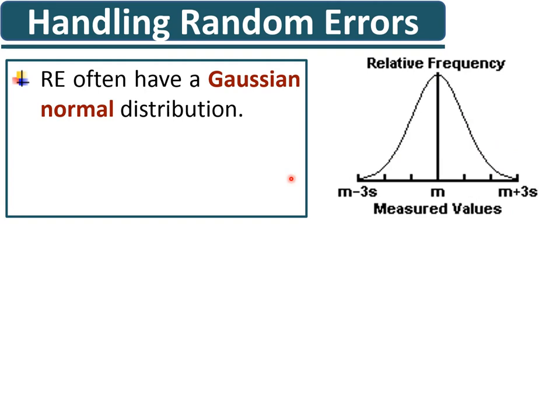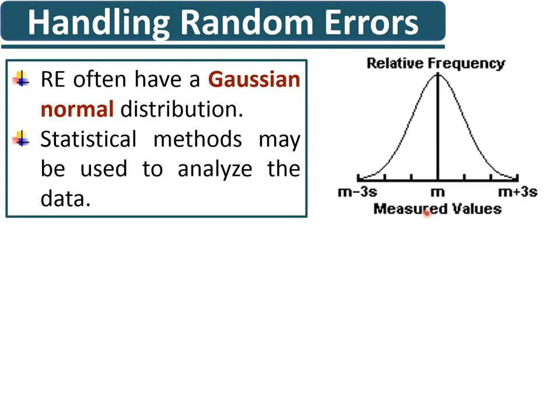Some results may go to the negative direction, some results may go to the positive direction. The direction is not fixed to one direction, but both directions are okay. The magnitude itself is not fixed, but it varies like this figure, okay? And hence statistical methods may be used to analyze the data. So statistical methods are assigned to handle this type of error, which is a random error.